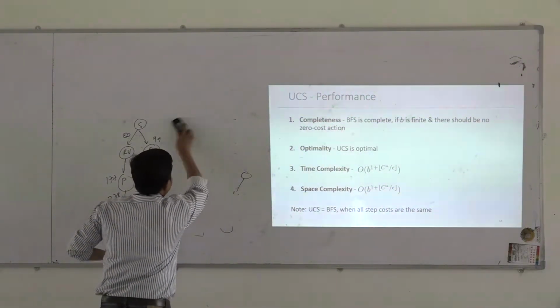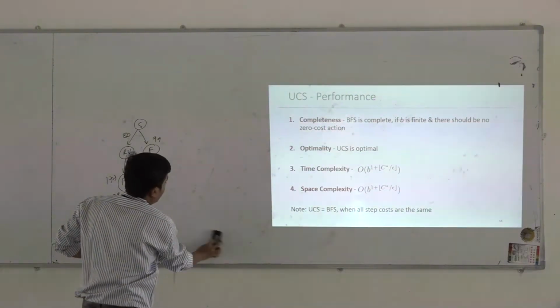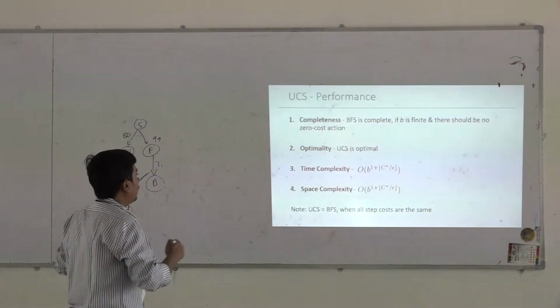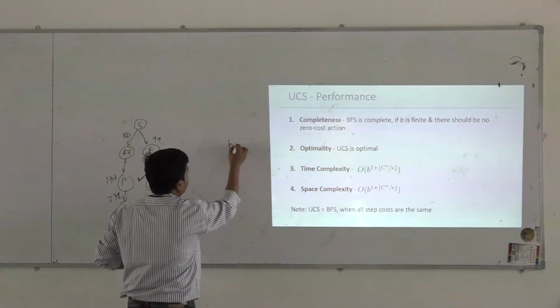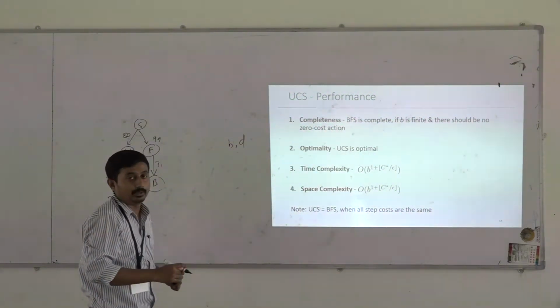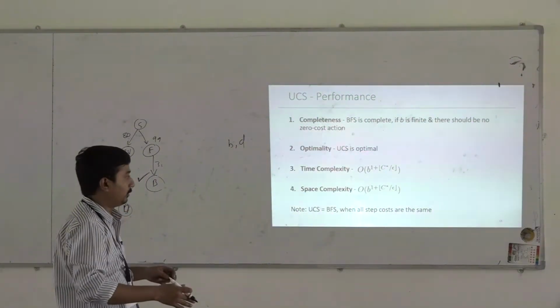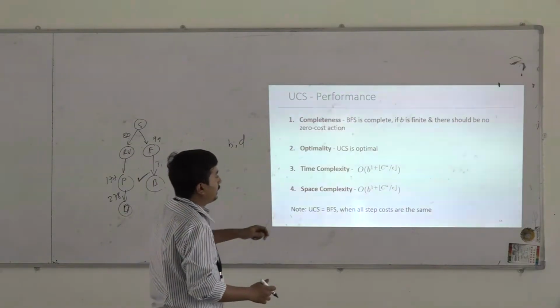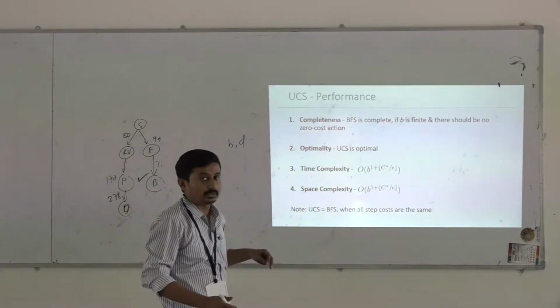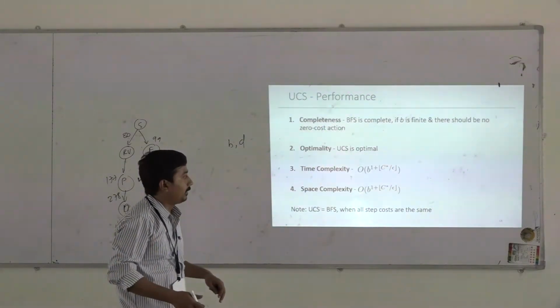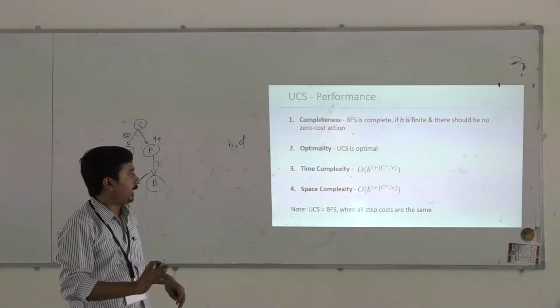Next one is time complexity. As you are not expanding every node, you cannot measure time complexity and space complexity in terms of B and D, because we are going in a particular path only, right? So what is C star here? C star represents the cost of the optimal path, and epsilon is the minimum cost required for any action.